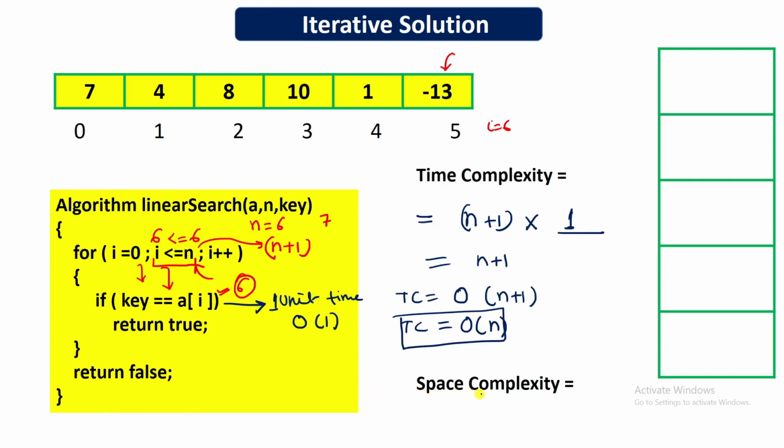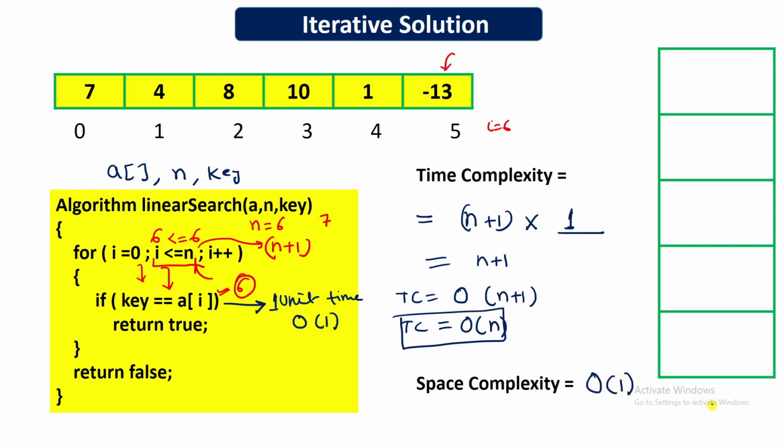Now to find its space complexity, we have to see how much extra space is being taken up by your algorithm. Your original input was the array, then the size of the array, and then the key. To print the output, you're just printing the message. In between you have not taken any extra array, right? So the space complexity for this code will be constant, that is order of 1.